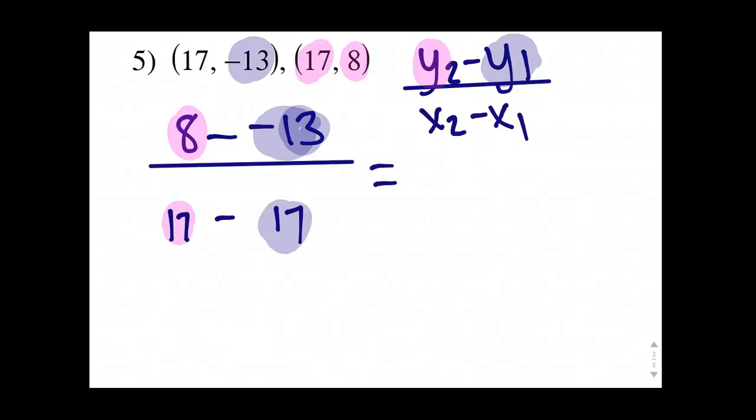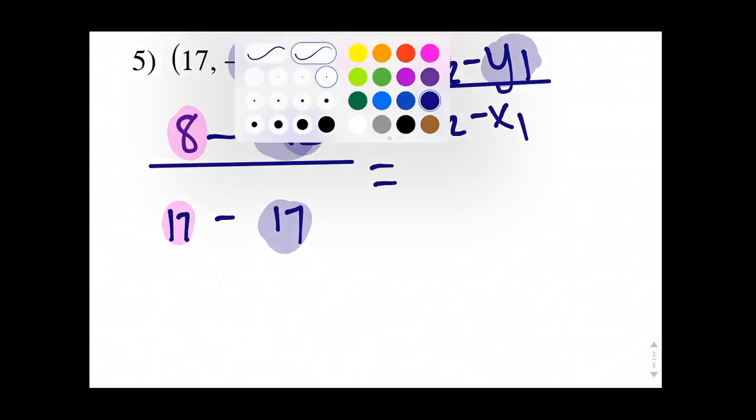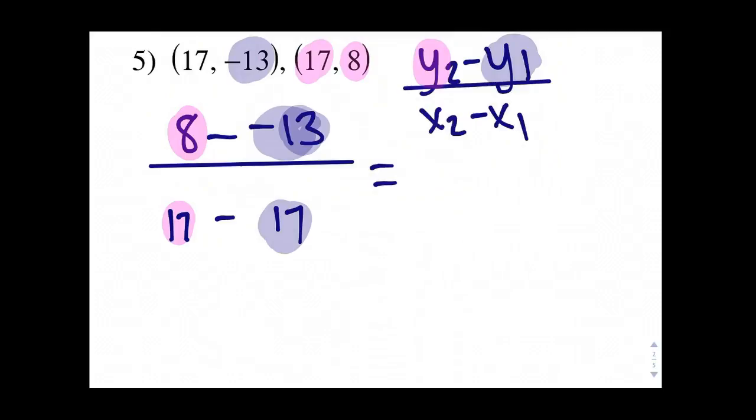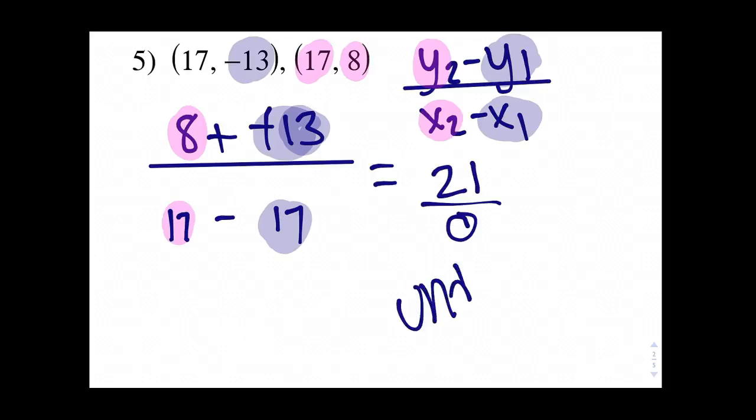Okay. Here I get 17 minus 17 is 0. 8 minus negative 13, that turns into dual positives. I get 8 plus 13, which is 21. 21 divided by 0 is impossible. This is undefined. So I get an undefined whenever I divide by 0.